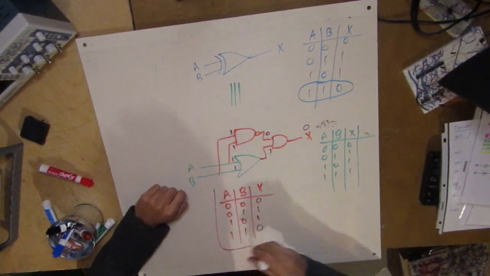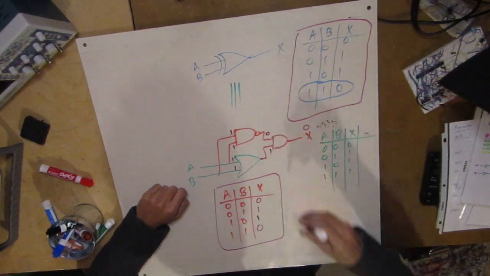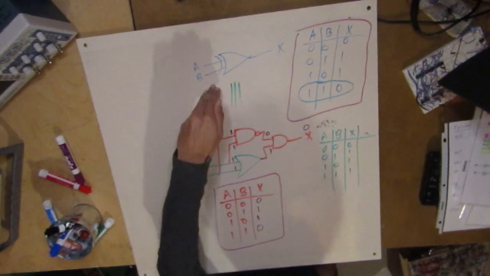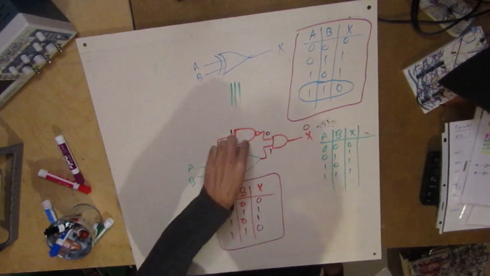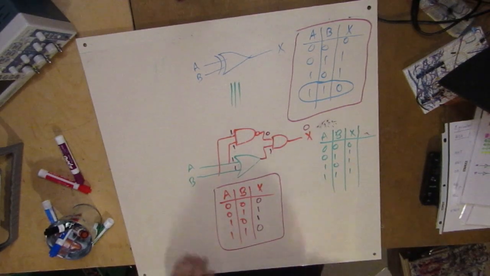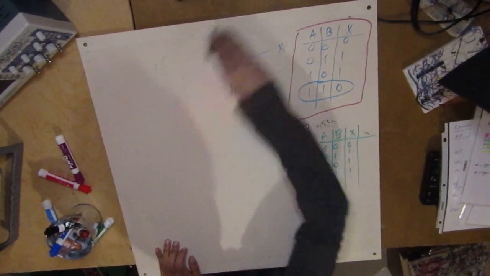And bingo. This and this are the same. So I just proved to you that the XOR gate could be made using one NAND gate, one OR gate, and one AND gate. Okay? Cool.